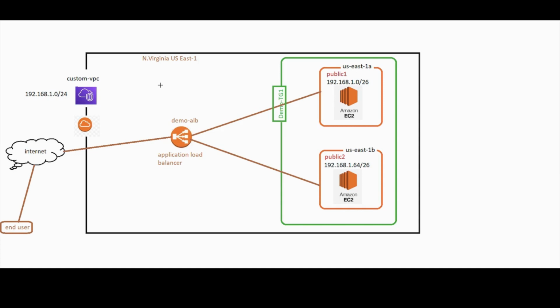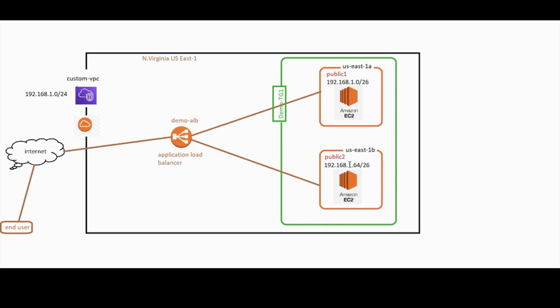So in today's demo, we will be creating a VPC. The VPC name is custom VPC, in the North Virginia, US East 1 region. The network address of the custom VPC is 192.168.1.0/24. In the custom VPC, we will create an internet gateway, IGW, and attach the internet gateway to the VPC.